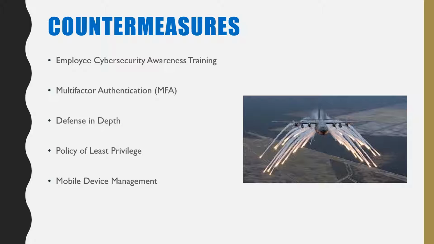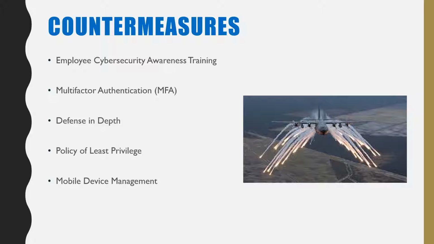Countermeasures. Some of the countermeasures that are going to be used to mitigate the threats and vulnerabilities identified by Team 5 include employee cybersecurity awareness training, multi-factor authentication, defense in depth, policy of least privilege, and mobile device management. An uneducated employee is more likely to fall for phishing schemes than one who knows basic cybersecurity protocols. Cybersecurity awareness training helps to provide employees with the basic knowledge they need to identify and avoid phishing attacks.